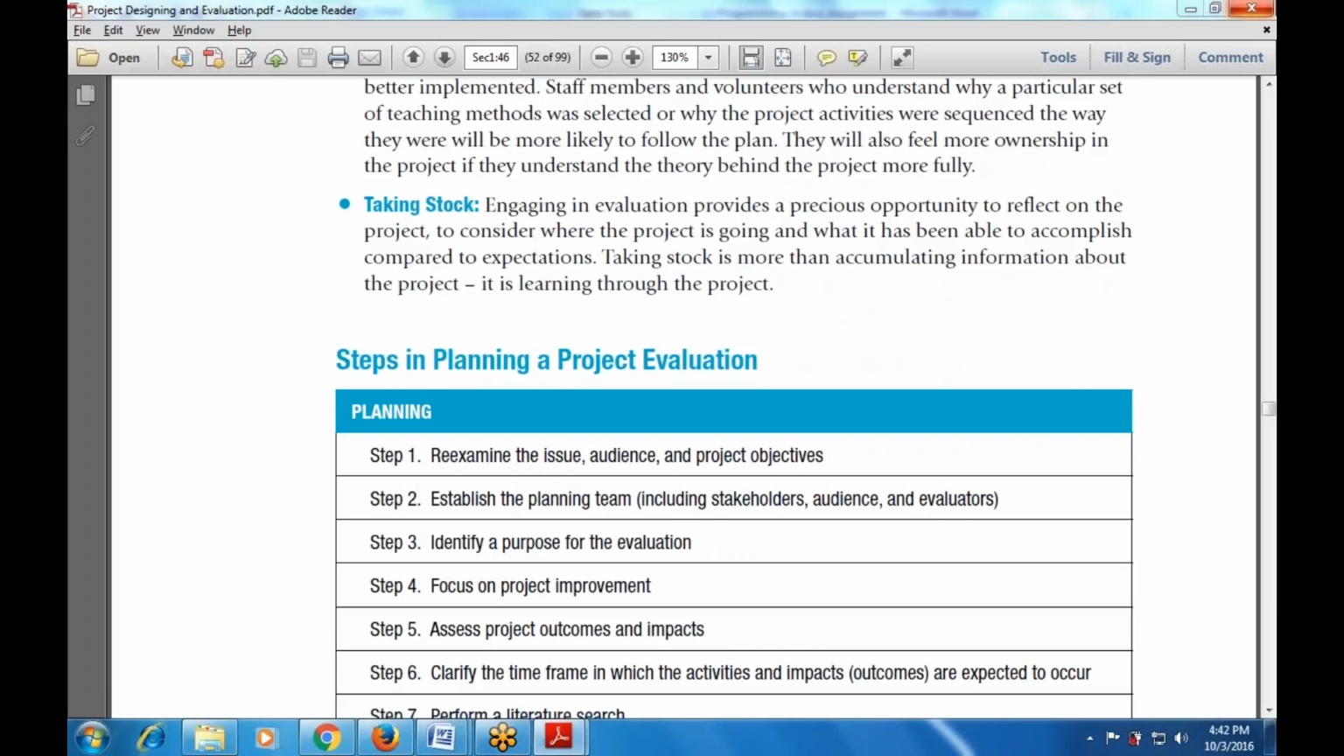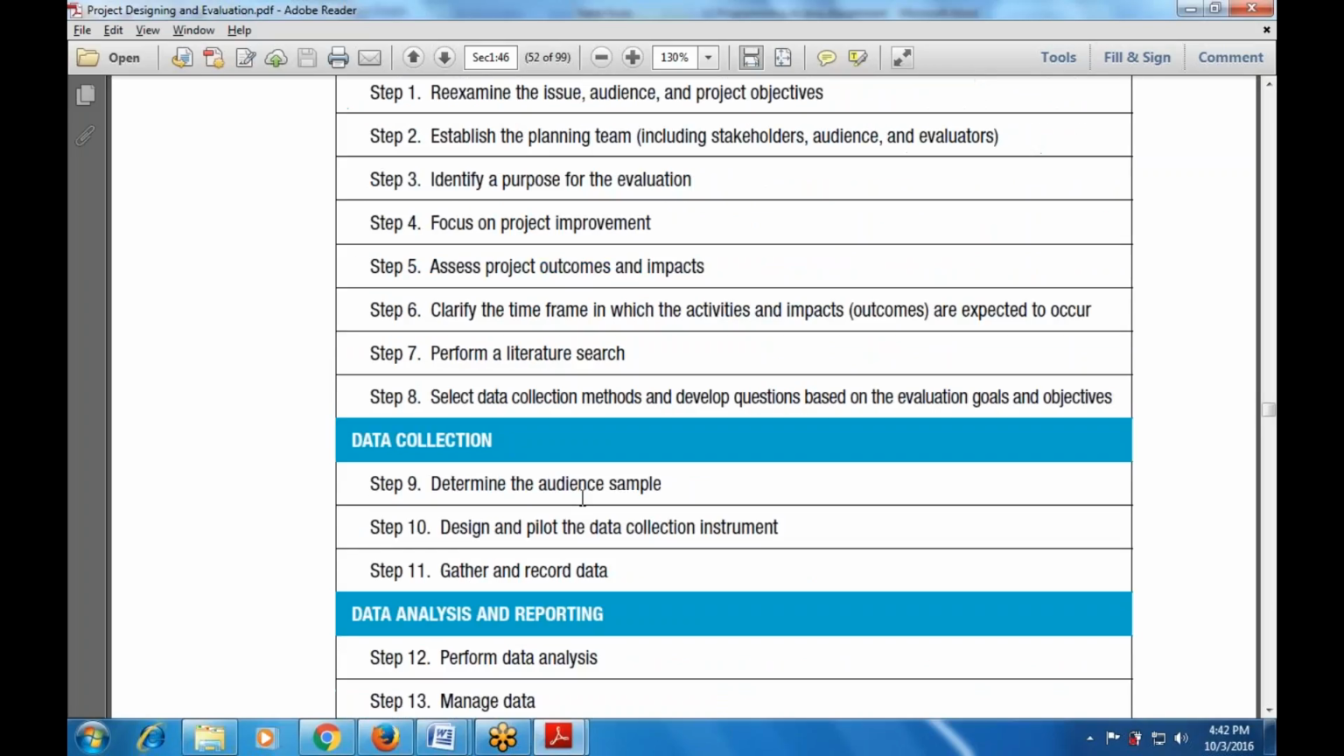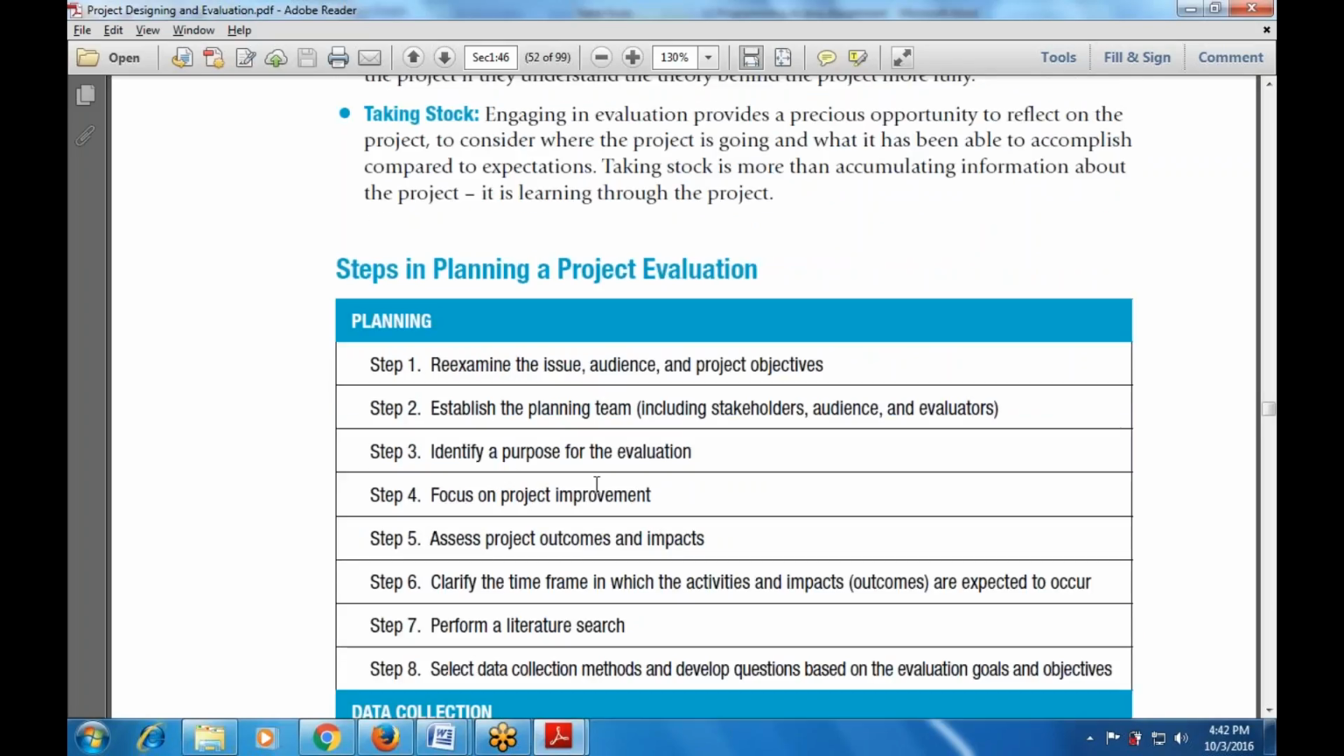Now, the next topic is steps in planning a project evaluation. What are the various steps used in the project evaluation? Step number one is re-examine the issue, audience, and the project objective. Re-examine means we have to re-identify the issues, audiences, and project objectives. Then step number two is establish the planning team, that is, who the stakeholders are, who the audience is, and who the evaluators are.